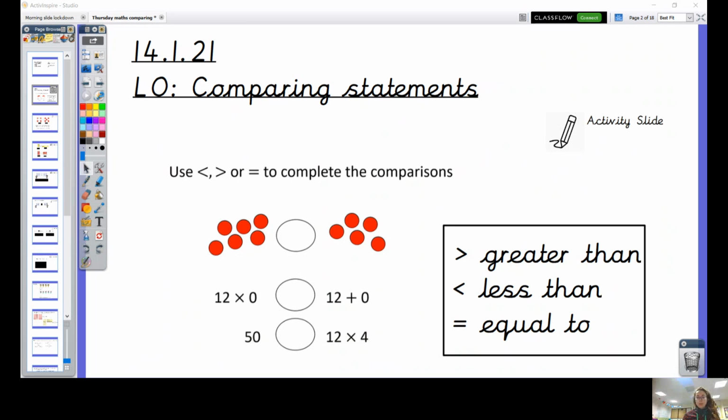So to get you started, this is our activity slide here. I'd like you to look at the two different groups either side of the bubbles, for each of these three questions, and I'd like to see if you can compare them. So you're going to add in one of those comparing symbols into the circle. I think for this one you can draw it into your book actually. So pause the video and try those first three.